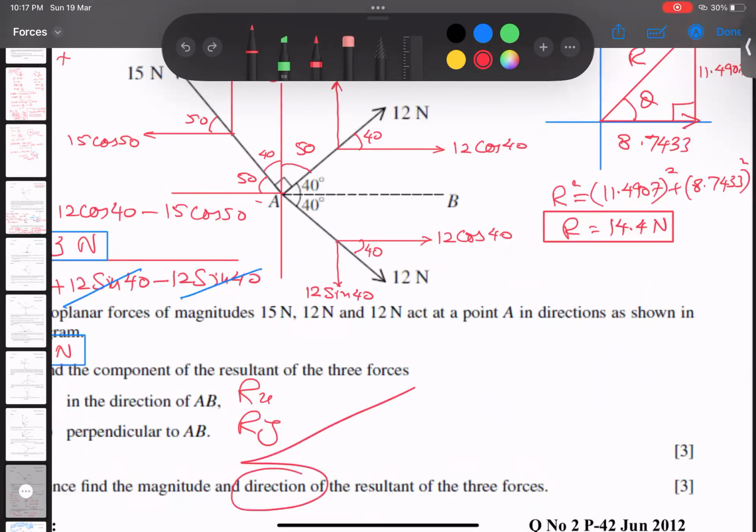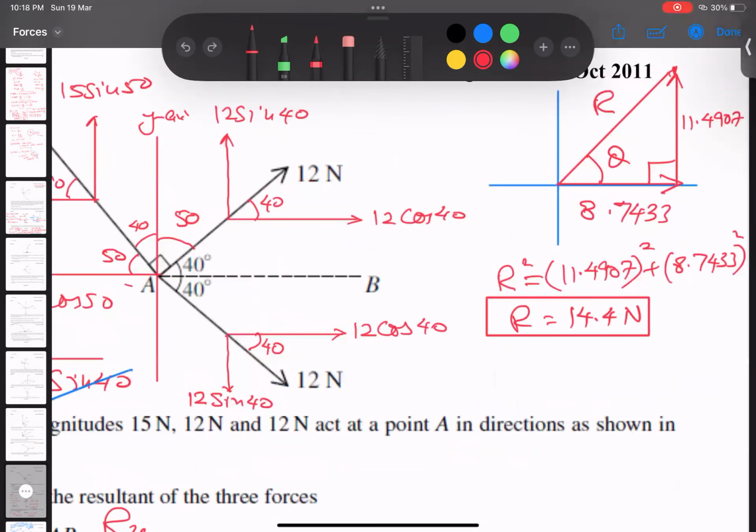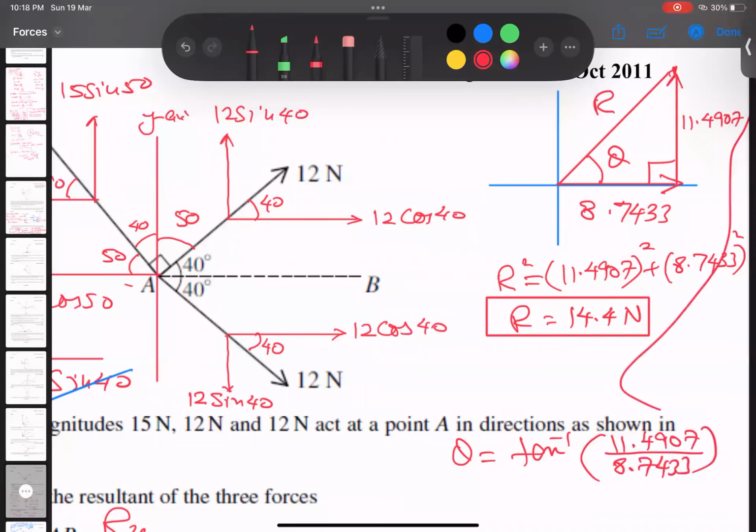Now he's asking the direction of that. So first of all, find theta. And how to find theta, students? Theta is equal to tan inverse of opposite by adjacent: 11.4907 divided by 8.7433. How did I get it? Opposite is this, adjacent is this. And let me type it. Tan inverse of 11.4907 divided by 8.7433, and my answer is coming here.